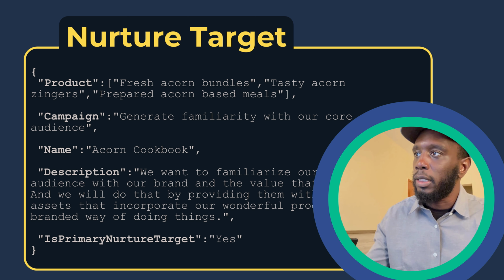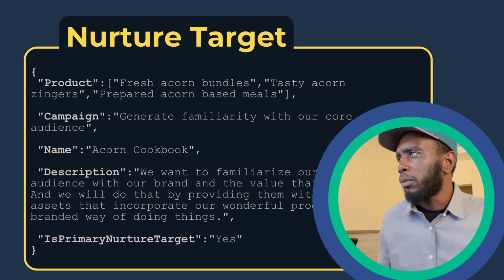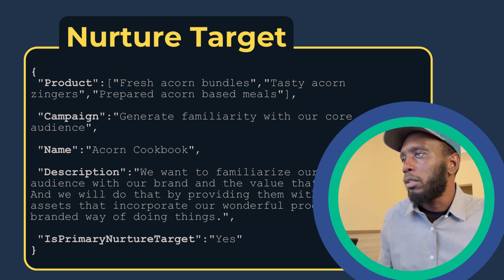So we've got the acorn bundles, the tasty zingers, and the prepared meals. All 3 products were selected for this particular nurture target. We could have selected one, or however many, depending on whatever you wanted to do. Here we chose all 3. Generate familiarity, that's the campaign.